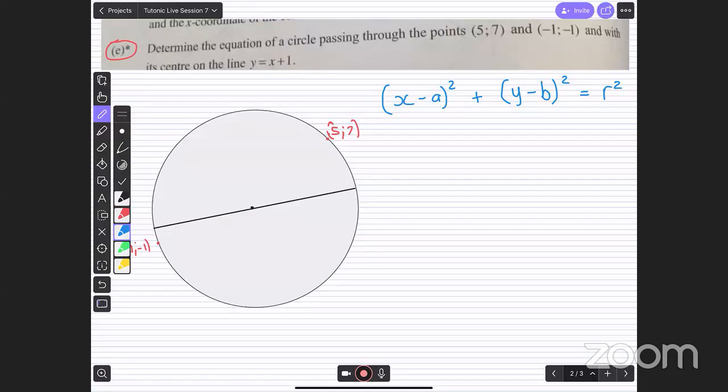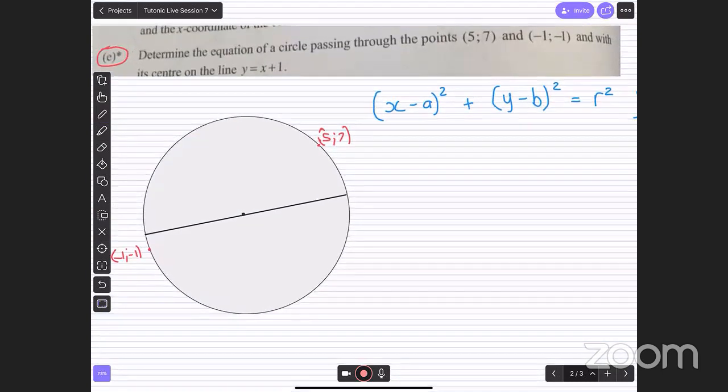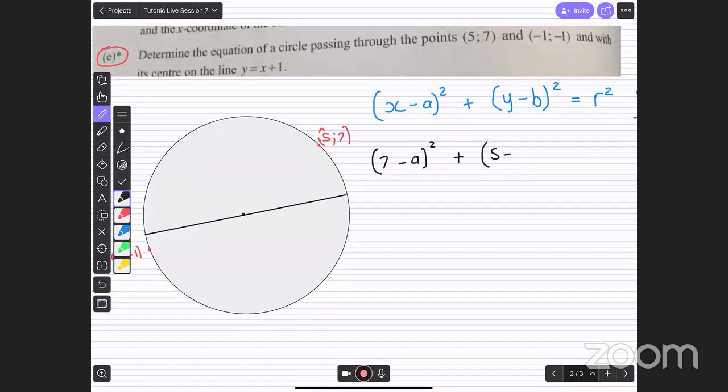So Iman, what do you think we could do now? We've got the equation, and what did you want to do? Sub the points that we have in, and we can find those. Great, that's a nice start. So we're subbing in 7, 5, so it's 7 minus a, you agree, squared, plus 5 minus b, squared, equals r squared. You agree?